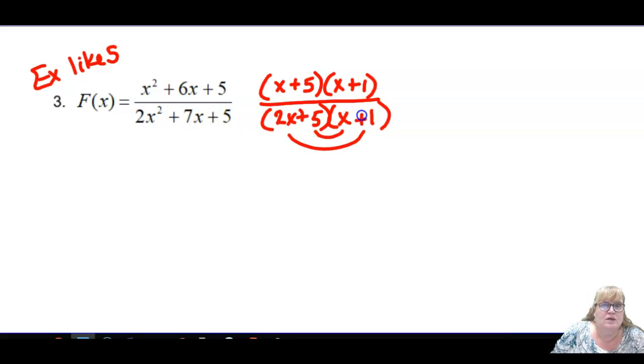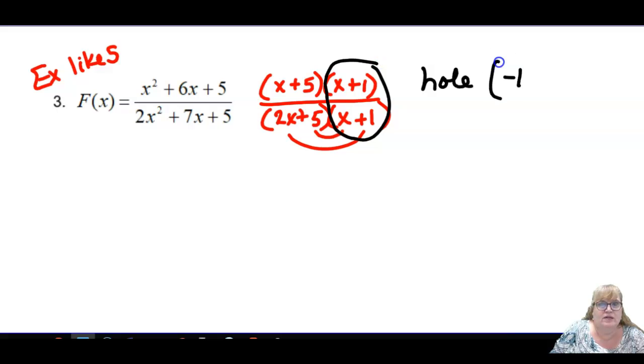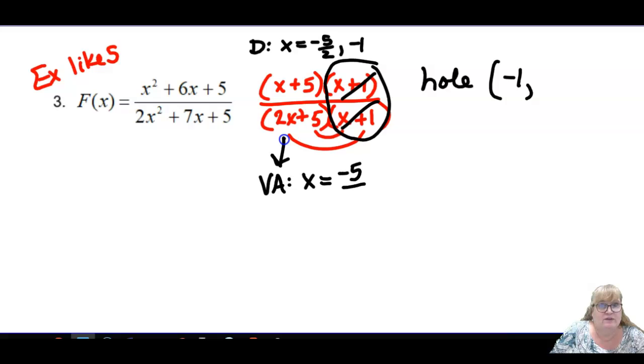There we go. So right away I notice this has a hole. And the x at the hole is -1. If I was doing domain, remember, I would have to say x cannot equal -5/2 or -1 before I cancel that out, okay? And it is going to have a vertical asymptote only at x equals -5/2 because this is a hole instead of a vertical asymptote. All right, then to find the hole, I reduce. So I go back and cancel this out, and now I put in the -1.